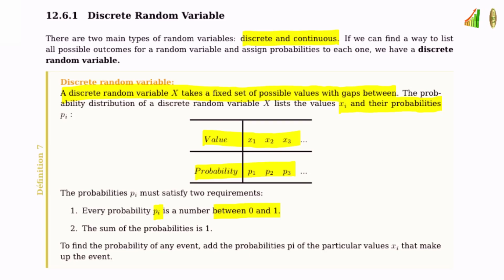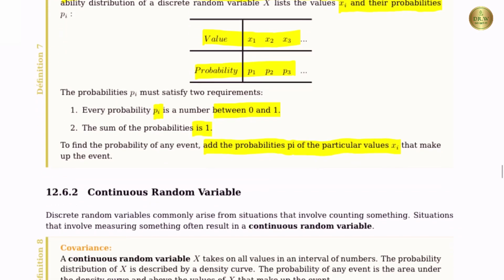The sum of the probabilities is 1. We saw this in the previous example in the last video. The summation of the probabilities should be 1. To find the probability of any event, add the probabilities pi of the particular values xi. We worked on this type of example before, but I am going to explain again.